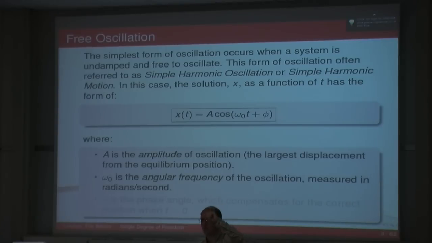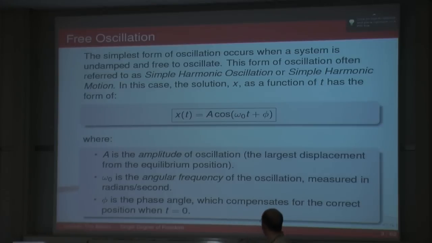It's not peak to peak. Okay, so make sure you remember that. Omega naught, like I said, the angular frequency of the oscillation, measured in radians per second. And then phi is what's known as the phase angle. We'll talk about this in a minute. But basically that compensates the correct position when t is 0.